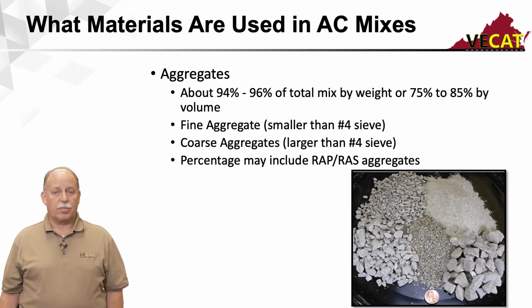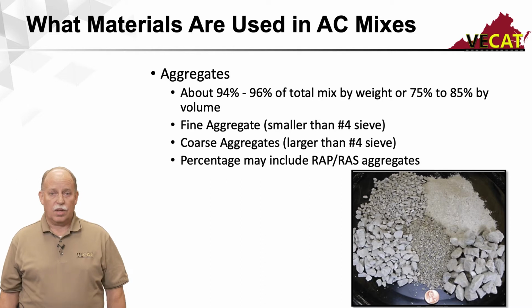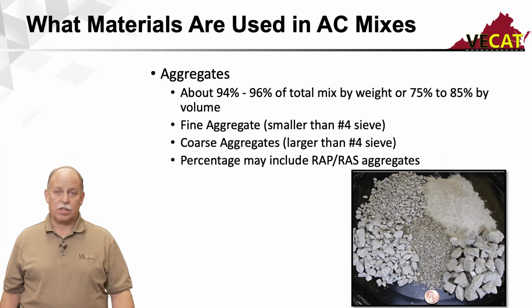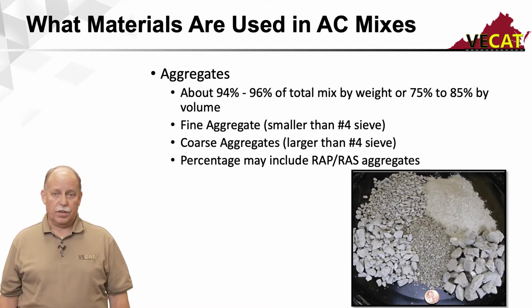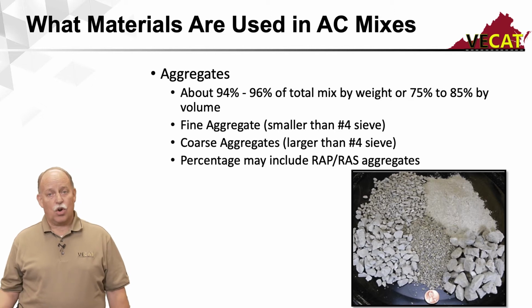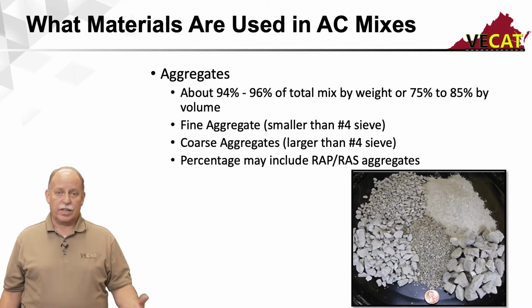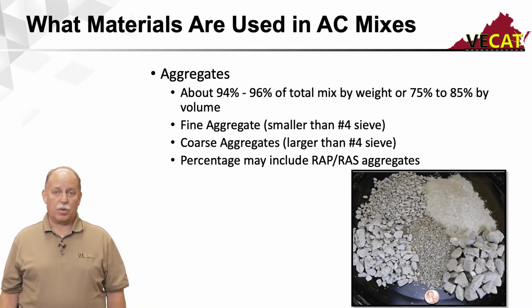And the aggregates take up about 75 to 85% of the volume. Our fine aggregates, that's the small aggregates obviously, and those are the material that passes the number 4 sieve. So it has to be smaller than the number 4 sieve. The coarse aggregates, those are the ones larger than the number 4 sieve. And then lastly, again, just like it was with the binder, we can get our aggregates also from our RAP or our RAS. There is a percentage of those in our RAP, obviously, because it's a recycled product that came from either our pavements or from our shingles.